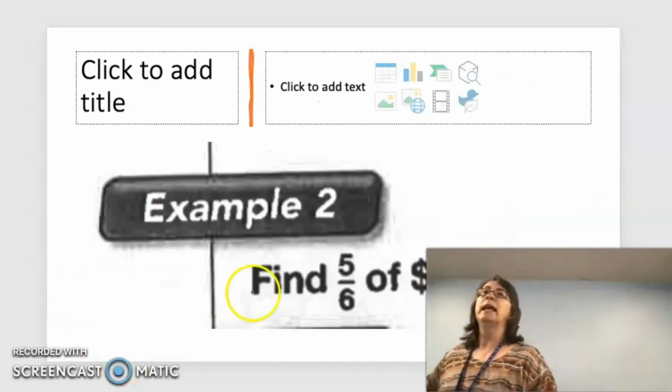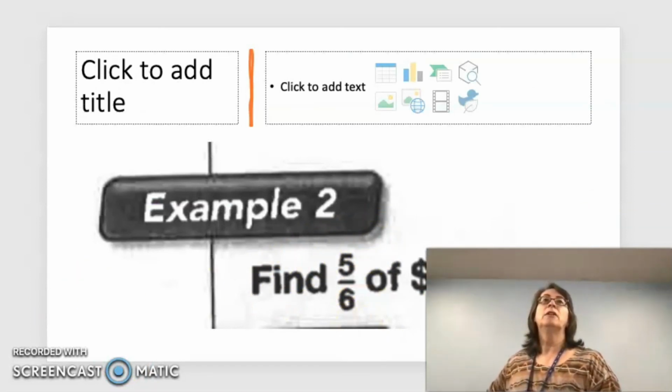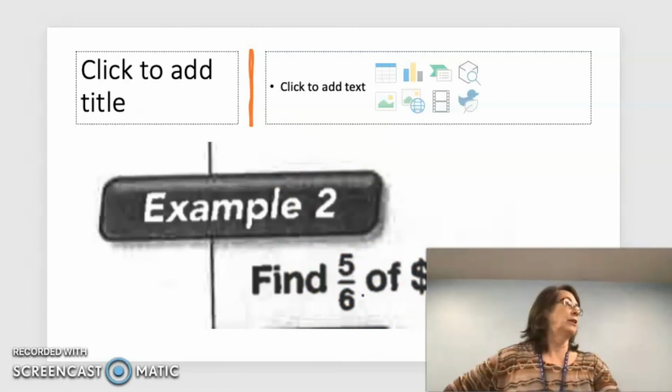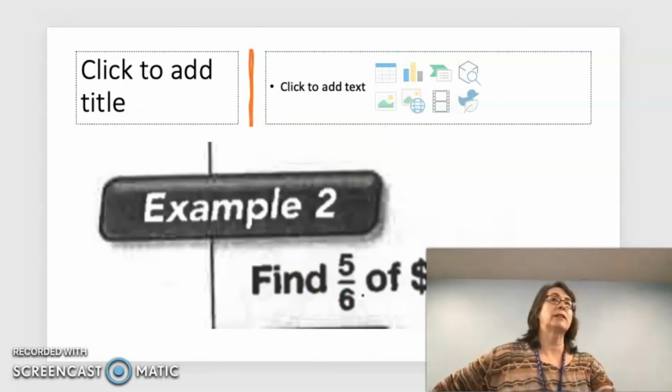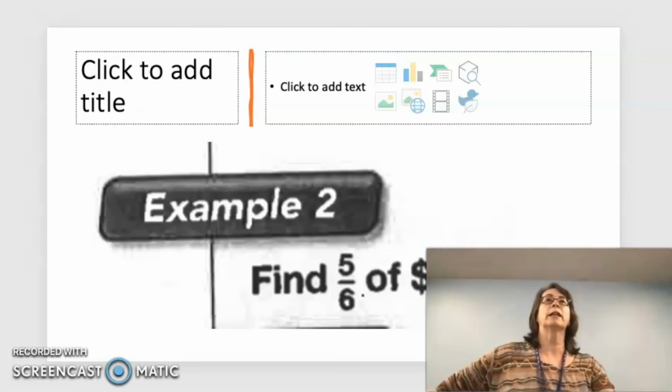So here we go. It says find 5/6 of 12.47. Okay, so 5/6 is what? Let's first turn it into, now we could do this with fractions and leave it as a fraction and have it more accurate. Okay, or we can turn it into a decimal first. Let's see what they do in theirs.